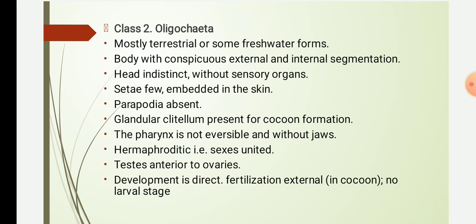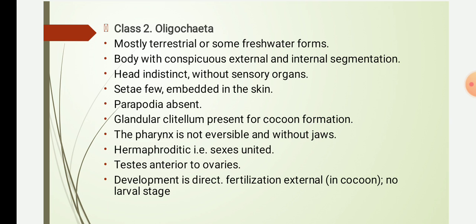The body has conspicuous external and internal segmentation. Okay, the head is indistinct, that is without a sensory organ, and the sensory organs like eyes and tentacles are absent. Then the setae are very few, embedded in the skin, and parapodia are absent. Then there will be a glandular clitellum present for the cocoon formation.